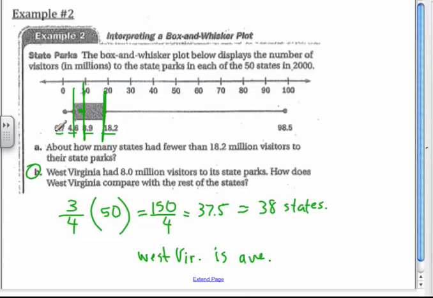Okay, so that's how we could use the box and whisker to interpret this information. Also, you can see that almost all of the states are below this 18.2. There's only a few that stretch out this far, but we do have some that go all the way up to 98.5 million. I don't have that information in front of me, but it may be California, or it may be Florida. It could be Texas. Big states with high population, probably. Okay? All right. Good job, guys.